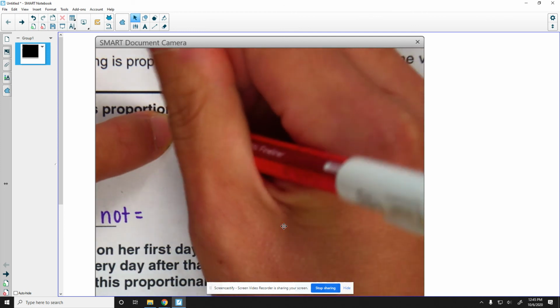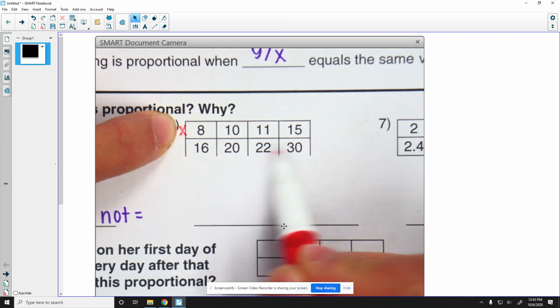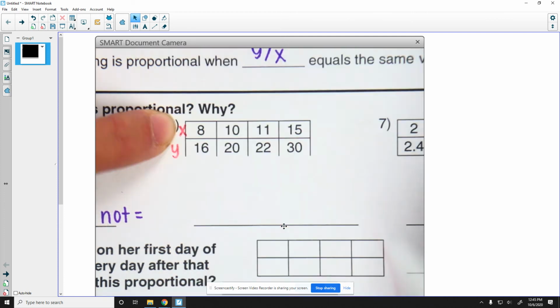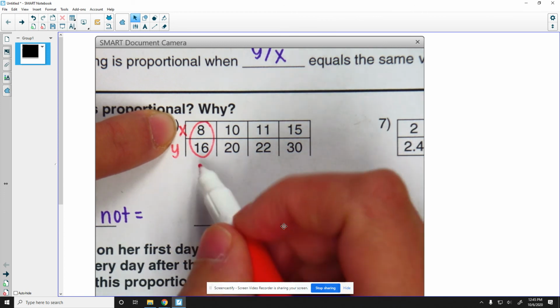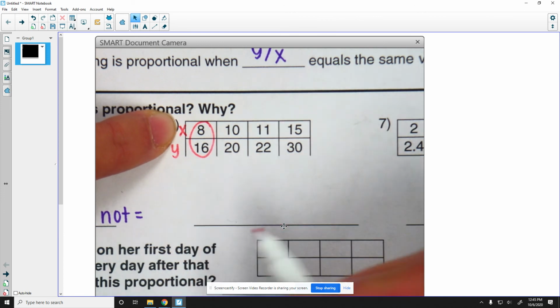The x's are on top. Good. Johnny, on the bottom, is it the x's or the y's? Okay, so remember, to see if something is proportional, Frankie, turn around, what you have to do is divide your y's by x's. So when I do y divided by x, Brooke, is it 8 divided by 16 or 16 divided by 8?